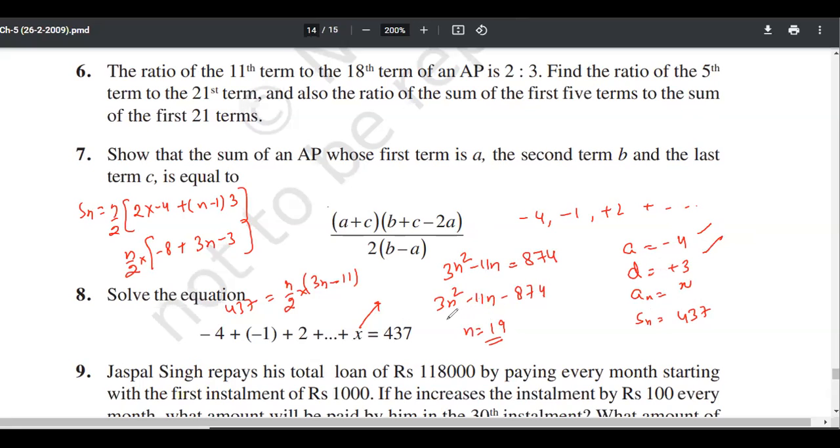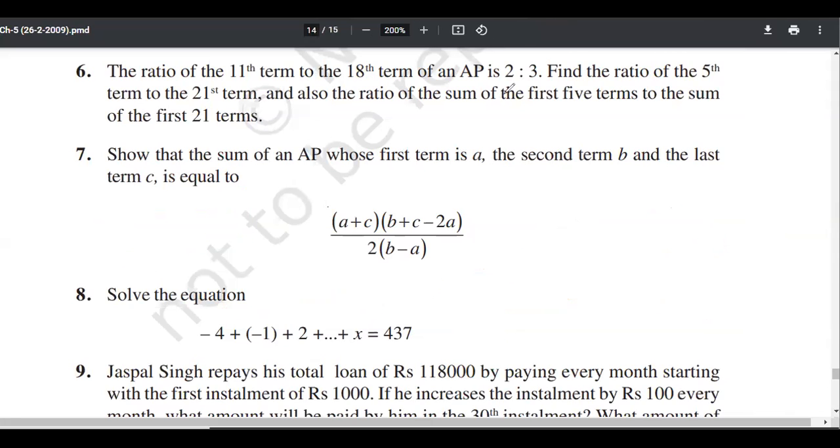Did you understand, or should I solve this also and tell you how this came? You understand this? Yes, sir. Everyone else? Yes, sir. Sayyad, you understood? Yes, sir. Asila? Yes, sir. Okay, so we have done these questions also.